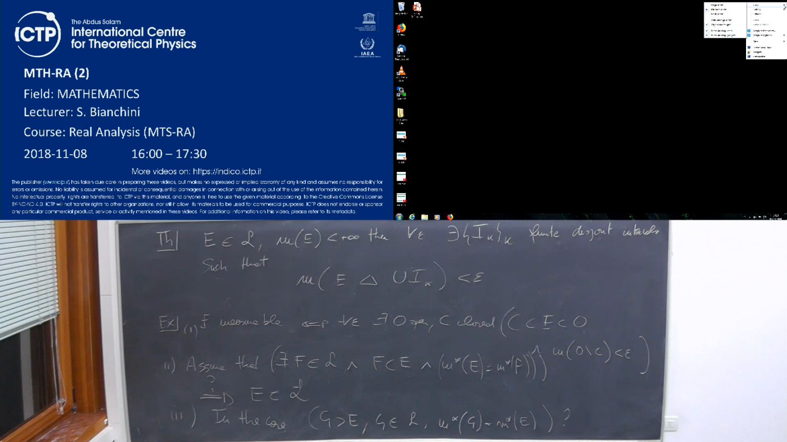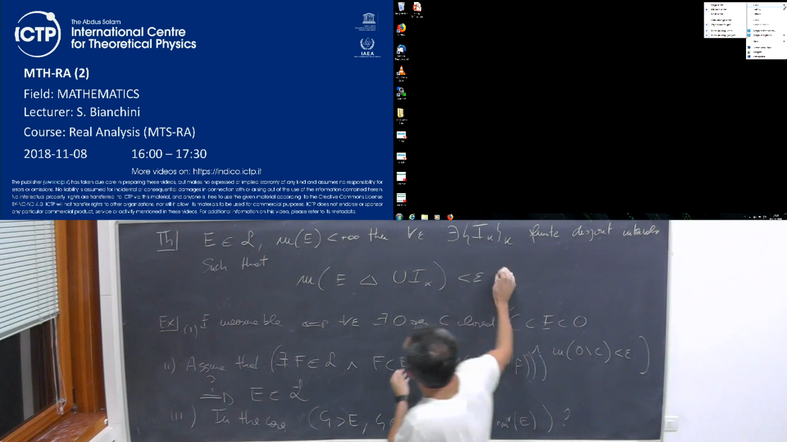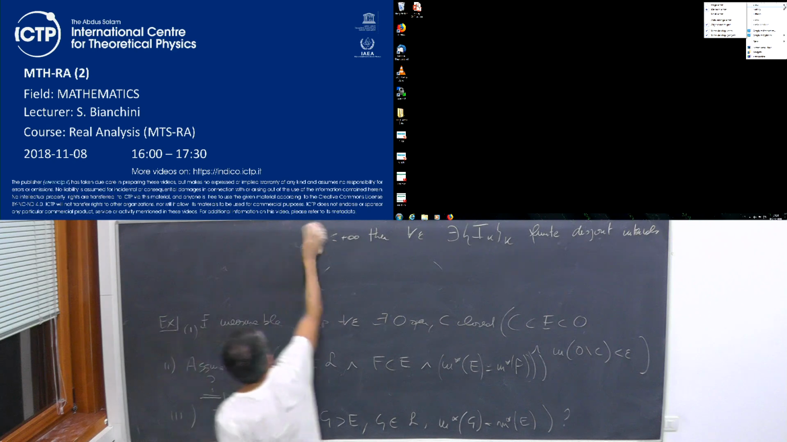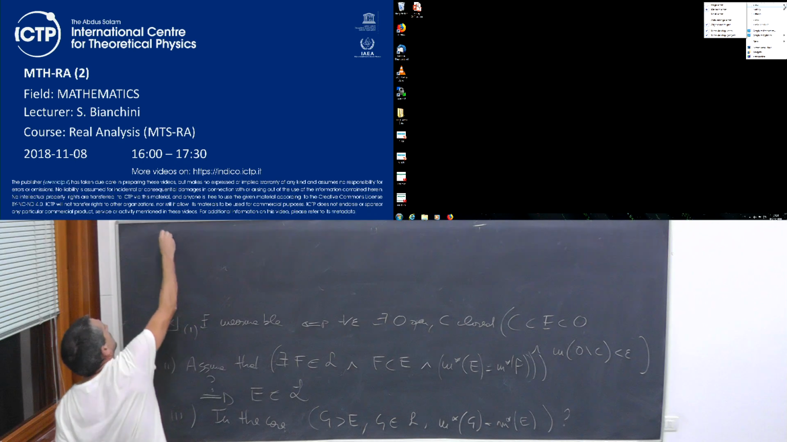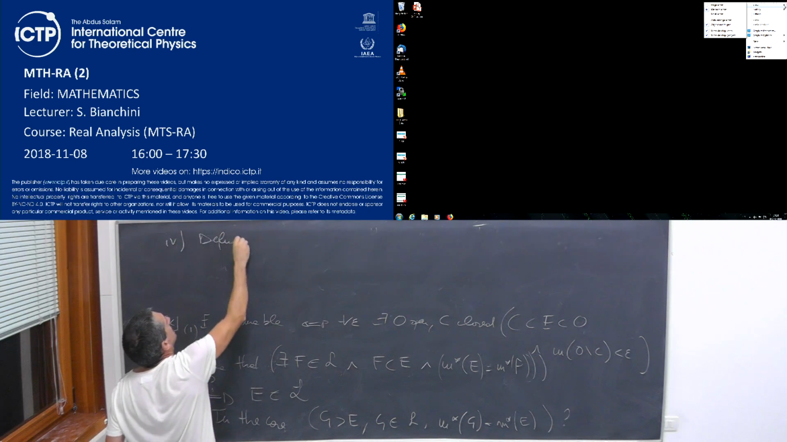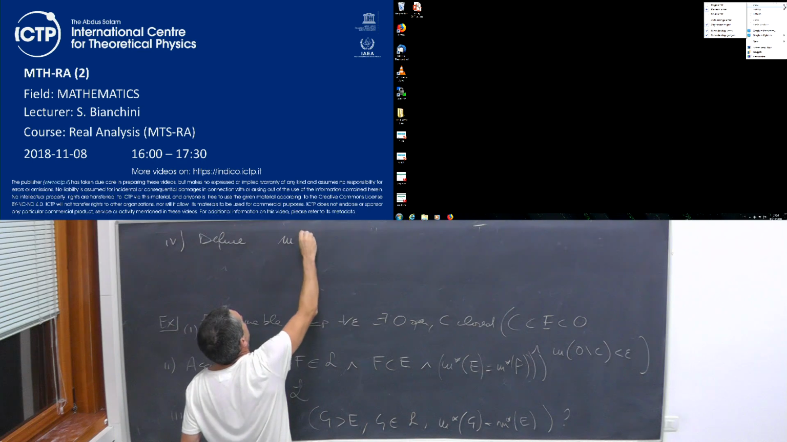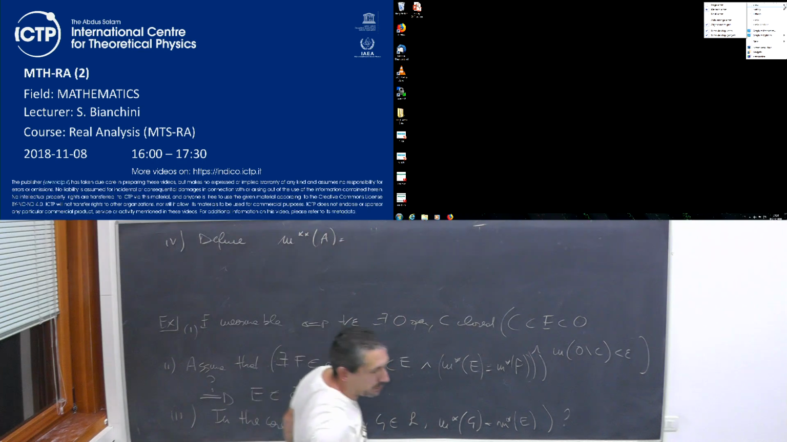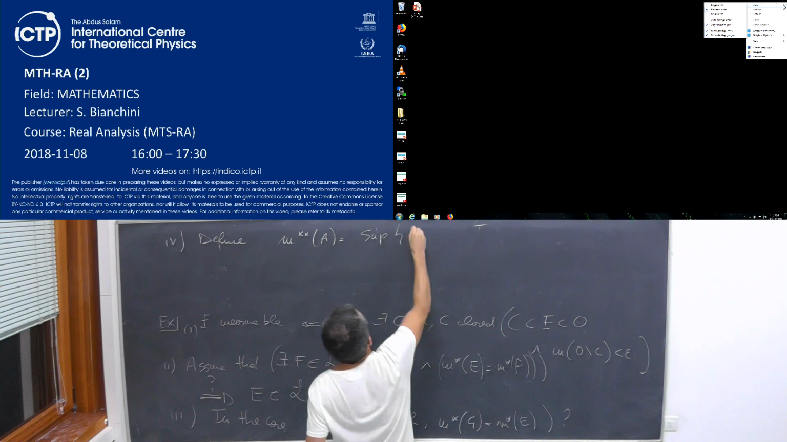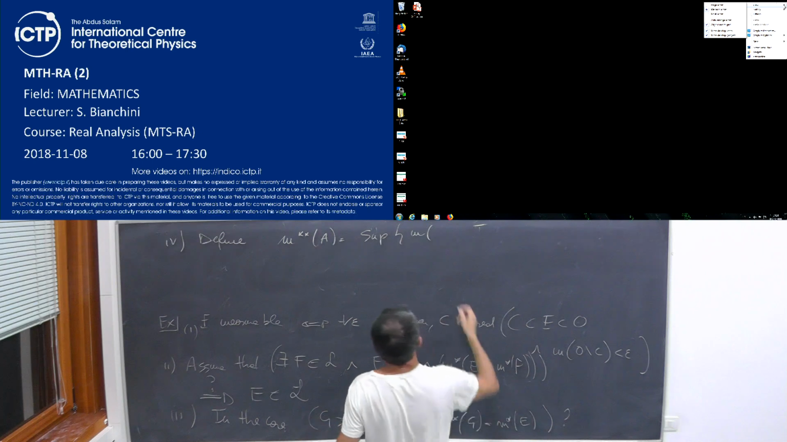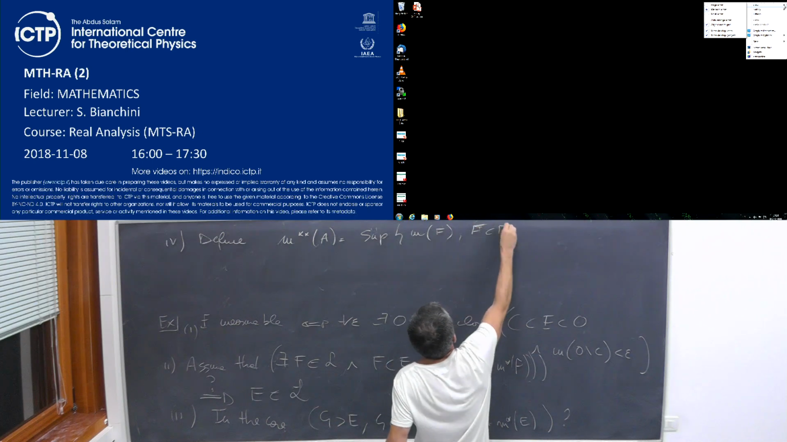Let's see the last one. There are other exercises, but let's put just this one, which is something you have to think about. Find m star star of a set E equal to the supremum, actually related to this exercise, of m of F contained in E, F closed.